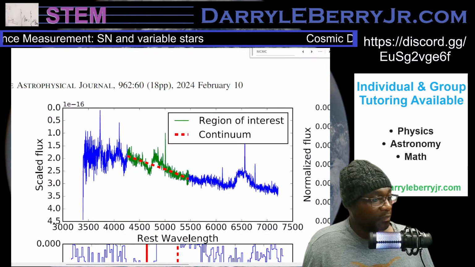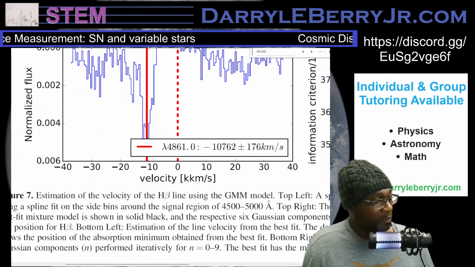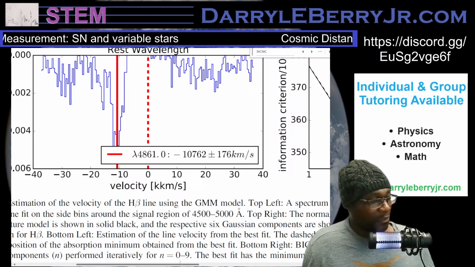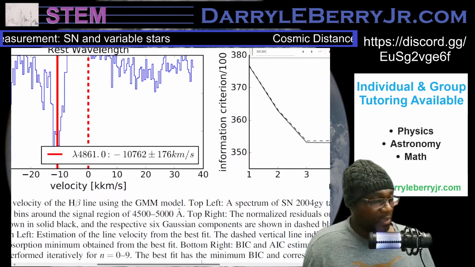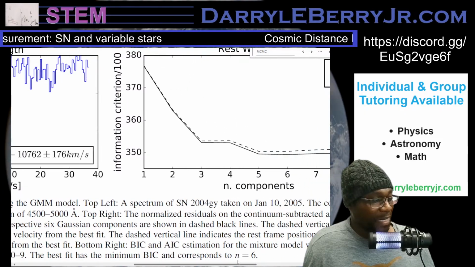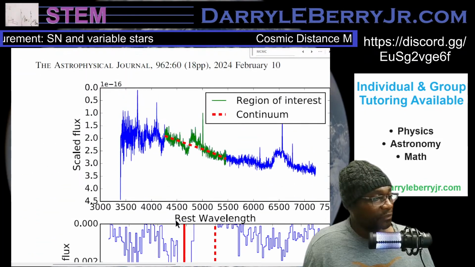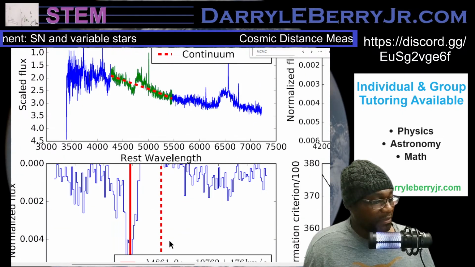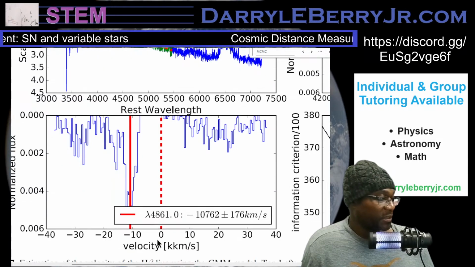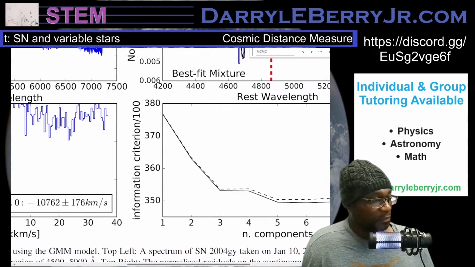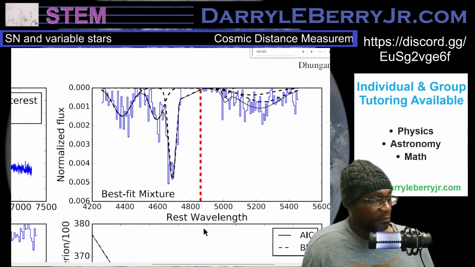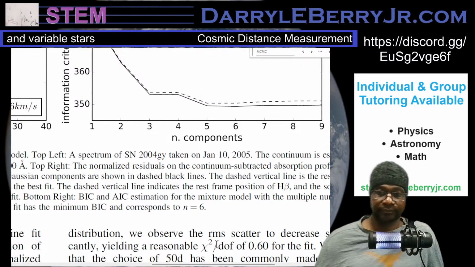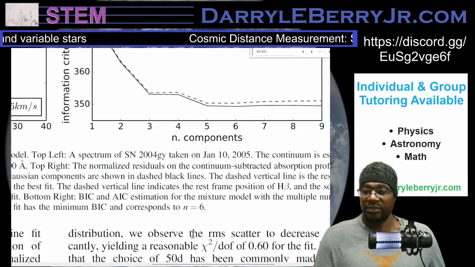And one more. Region of interest is in green. Continuum. The estimation of the velocity of the H-beta line using the GMM model. I remember what GMM is again. Top left, the spectrum of supernova 2004GY taken on January 10, 2005. Oh, so we can see the velocities on the x-axis. So the top is the flux, the bottom, the flux versus velocity. Oh, rest wavelengths. Some good stuff. I think I'll go ahead and pause here.